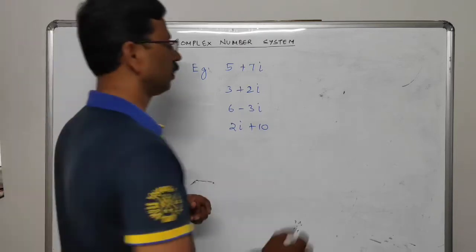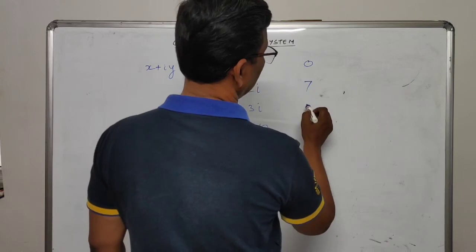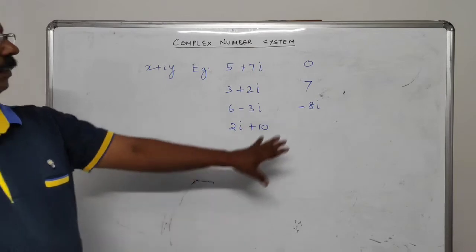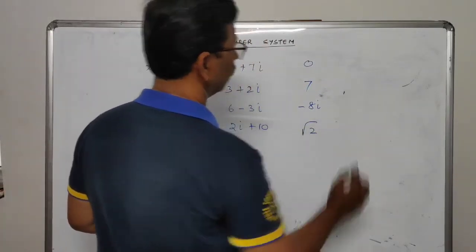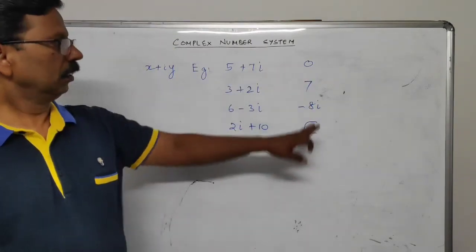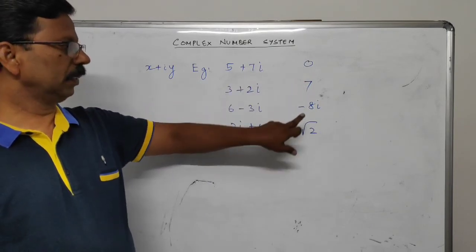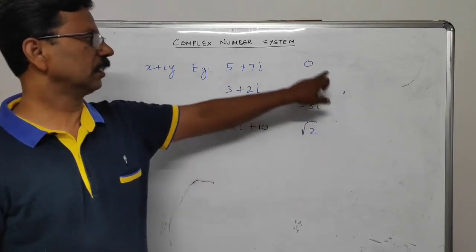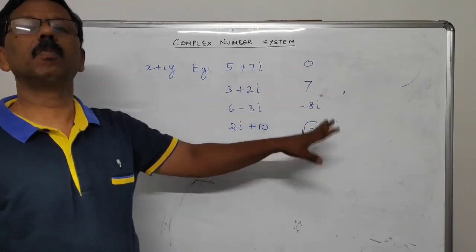Now what about these things? See here, 0 and 7 and minus 8i. Whether these things are complex numbers. And also I have a doubt, this is root 2 also. Whether these things are complex numbers or not. Now, you know this is a real number, this is also a real number, this is also a real number, this is an imaginary number. Now let us discuss this. Are all these numbers that I have written here complex numbers?